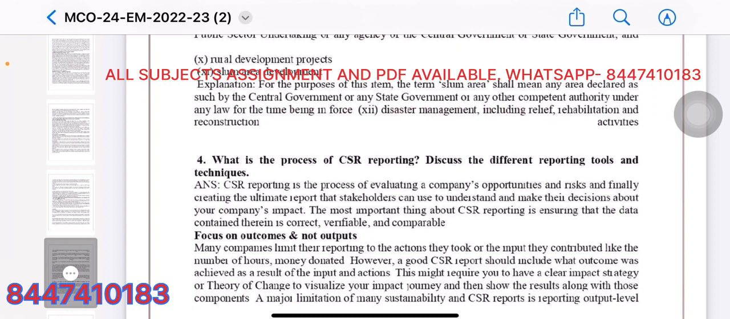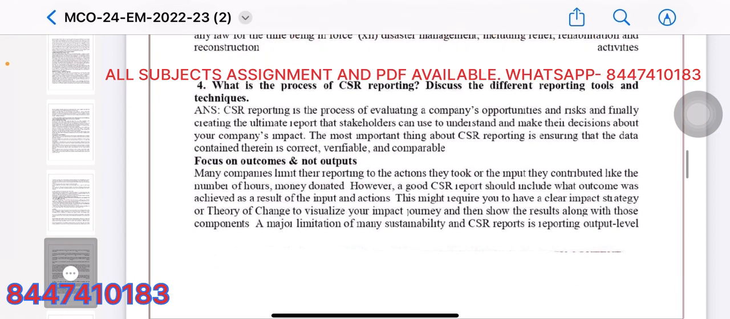The most important thing about CSR reporting is ensuring that the data contained is correct, verifiable, and comparable. Focus on outcomes and not outputs. Many companies limit their reporting to the action they took or the input they contributed, like the number of hours or money donated. However, a good CSR report should include what outcomes were achieved as a result of this input and action. This might require you to have a clear impact strategy or theory of change to visualize your impact journey and then show the results along with those components.